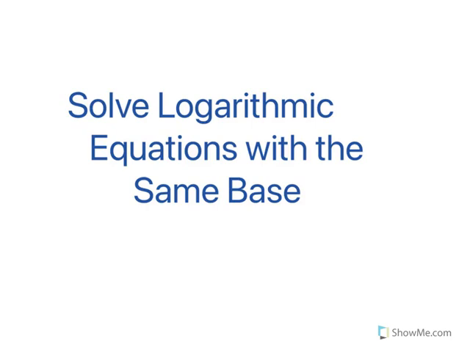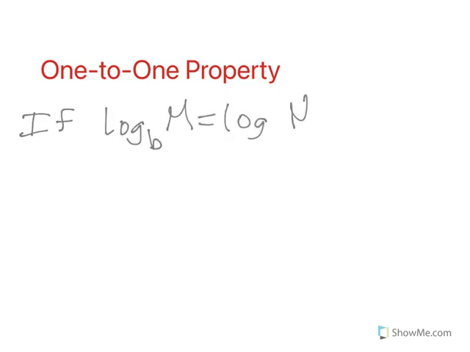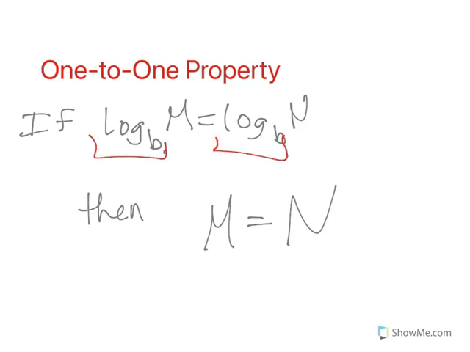Let's solve logarithmic equations with the same base. So this is dealing with our one-to-one property of logarithms. That states if the log of m base b equals the log of n base b, then m equals n. And that should make sense, because think about it. If this part is identical, then these should also be identical, right? So m should equal n.